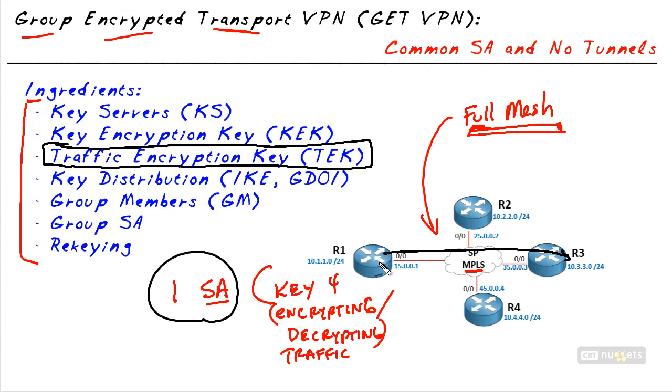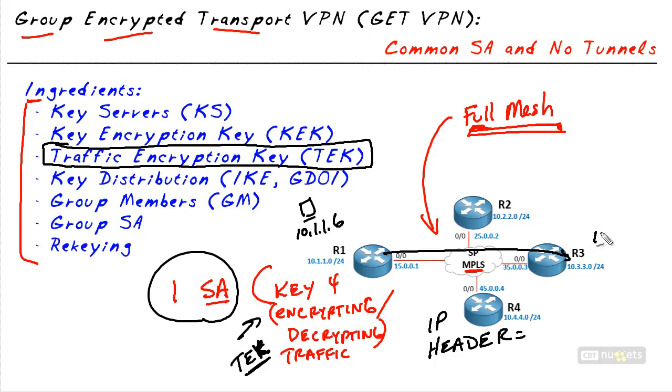For example, if R1 is forwarding a packet destined to the 10.3.3 subnet and sourced from a device on the 10.1.1 subnet, R1 will say, I know exactly what to do. I need to take that packet, I need to encrypt it with the traffic encryption key, and then go ahead and forward it. Another interesting aspect of GETVPN is that the original IP header is preserved. For example, if this packet came from 10.1.1.6, a host on that subnet, and it was going to 10.3.3.9 on the far subnet, then as the packet's being forwarded across this MPLS network, if we eavesdropped on it right here, it would show a source address of 10.1.1.6 and a destination address of 10.3.3.9. So it preserves the IP header.